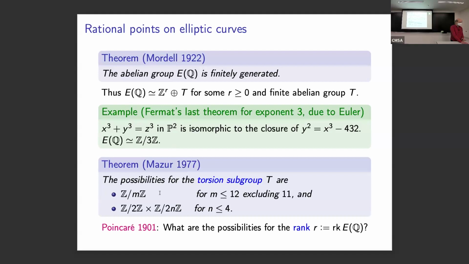This question was raised even before it was known that the group was finitely generated. I guess Poincare probably had some idea that it was finitely generated, and in 1901 he asked what you could say about the number of generators you need for this group. You can interpret that as essentially the same question as asking what the possibilities are for the rank of the curve. All right, so let me just show you.